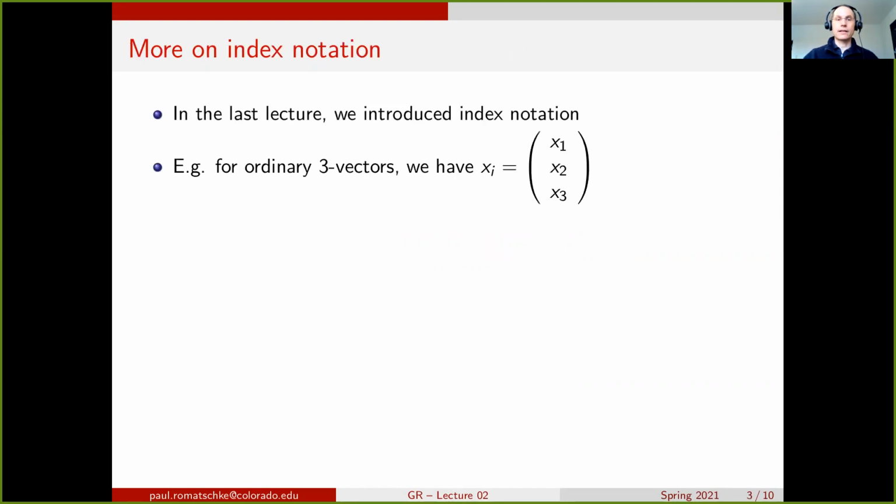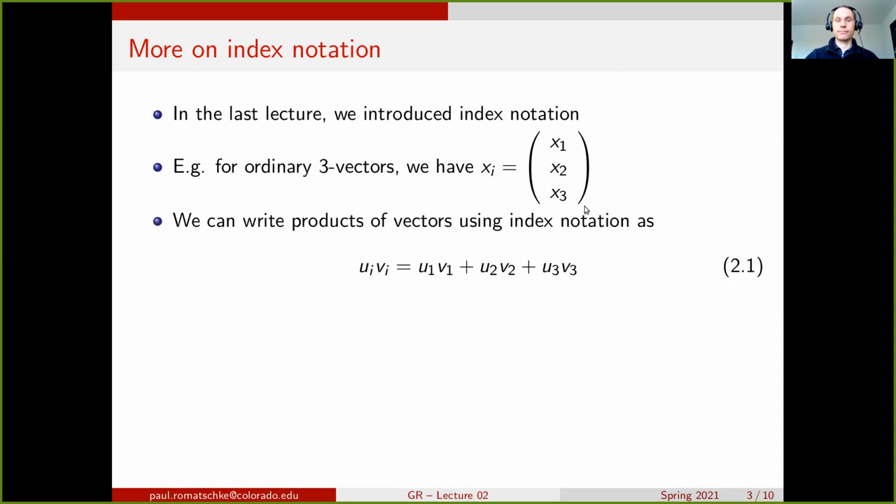So to reiterate, last lecture we introduced the index notation that for ordinary three vectors would be just indicated by index i, and that is just meant to represent the individual components of the vector. So for instance, i going from 1 to 3 means we want to talk about the components x1, x2, x3 of some vector xi. Note that we can write products of vectors using this index notation by having the index appear twice. So for instance, ui vi will stand for the sum u1 v1 plus u2 v2 plus u3 v3.